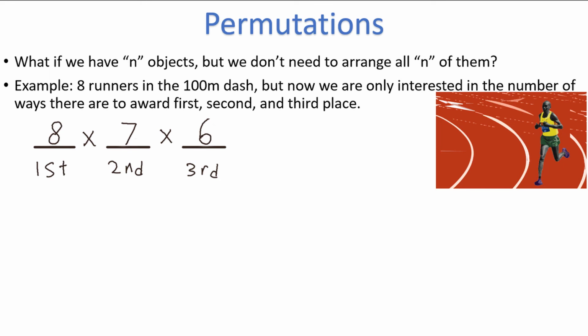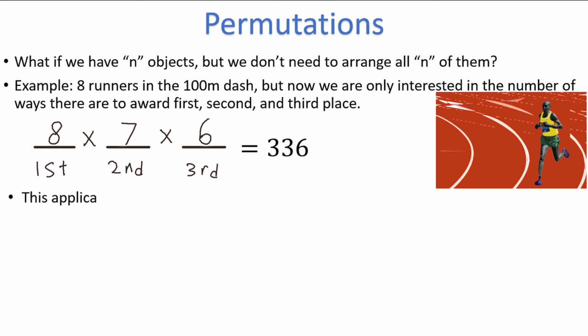Any of the 8 runners could win first place. Once first place finishes, there are 7 runners competing for second place, and once second place finishes, there are 6 runners competing for third place. Multiplying these 3 numbers together gives us 336. So there are 336 ways to award first, second, and third place from a pool of 8 runners.